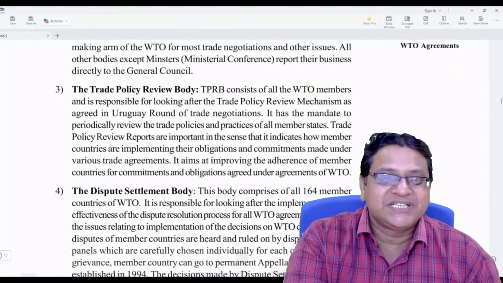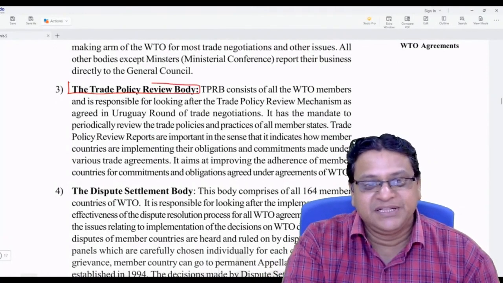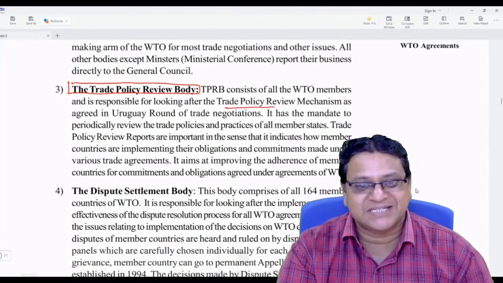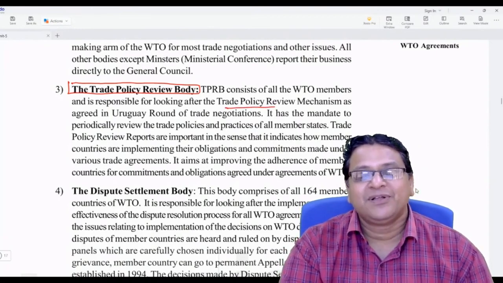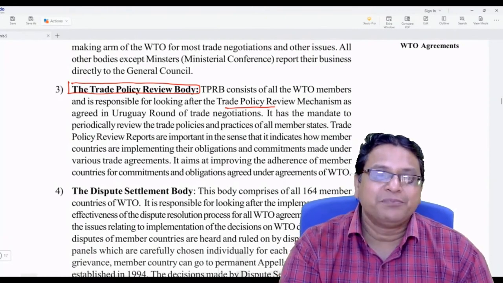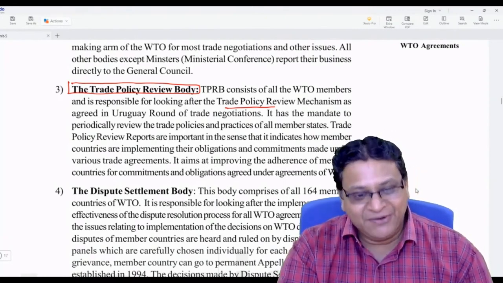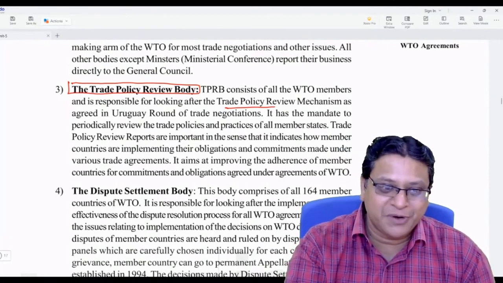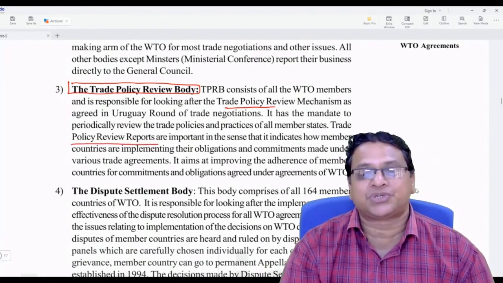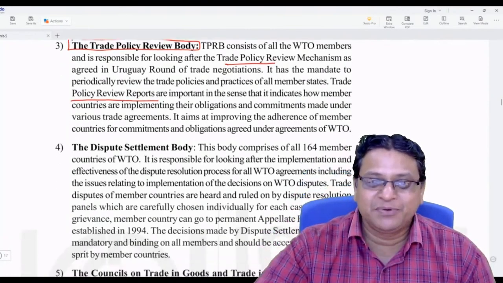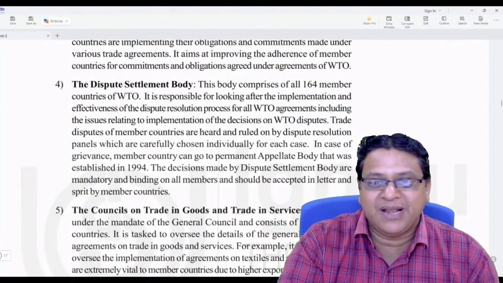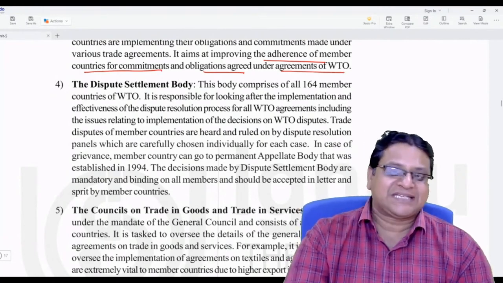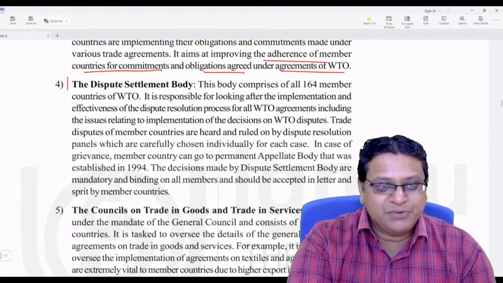One is the trade policy review body. What is the trade policy review body? This body reviews the trade policy of different member countries periodically, whether the member countries are adhering to the rules and regulations framed by WTO or not. This particular body prepares policy review reports periodically, and these reports aim at improving adherence of member countries to the commitments and obligations made under WTO.